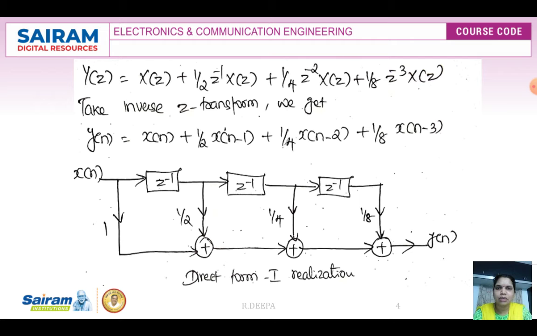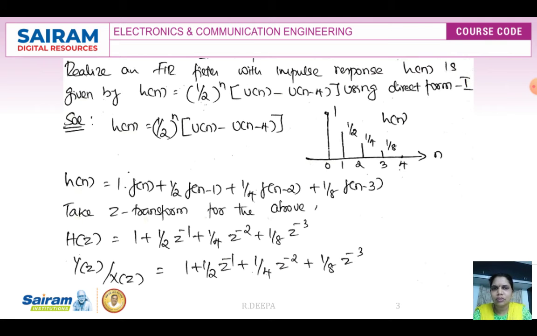So let us solve a problem and try to understand how to draw the structure. This is the problem statement: realize an FIR filter. So we have to realize the FIR filter structure with impulse response h of n given as h of n is equal to (1/n)^n [u of n minus u of n minus 4], using direct form 1 structure. Here if you want to draw the FIR filter using direct form 1 structure, you should know the output equation.